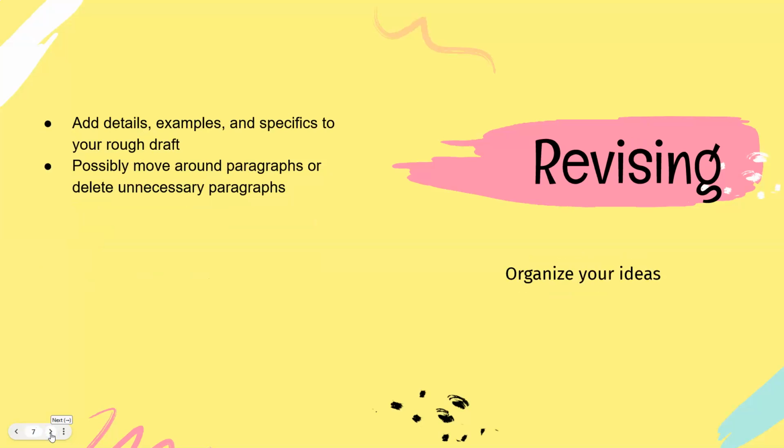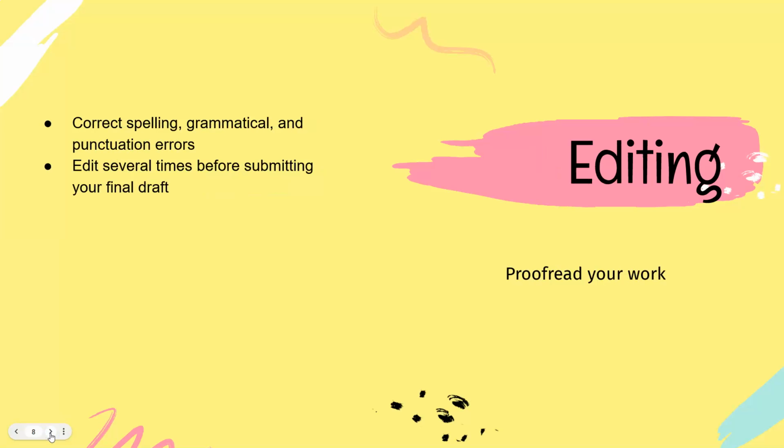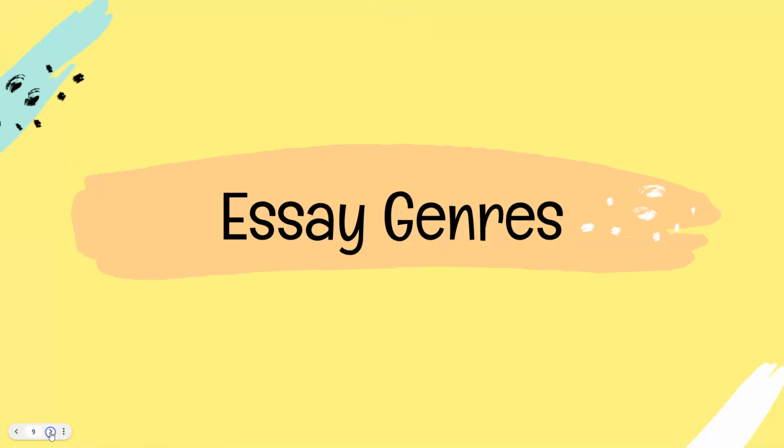In the revising stage, this is where you go back and add details, examples. You're looking at organization. And then in the editing step, this is where you actually edit in terms of proofreading things, so spelling, grammar, punctuation, and that's really the last step, is to make sure everything is clean and polished before you turn your work in.